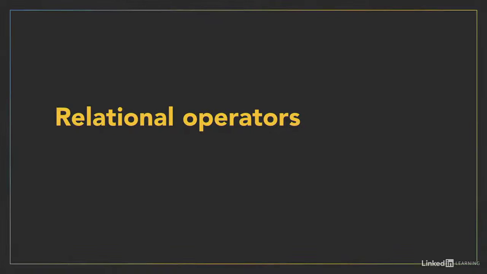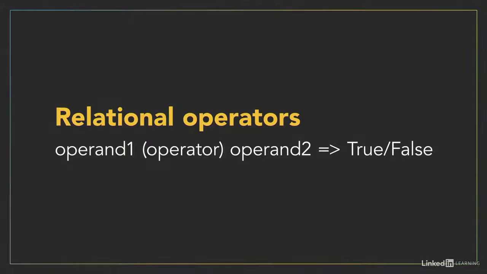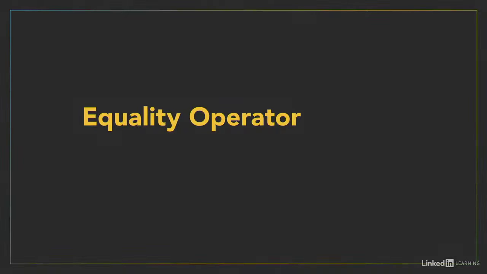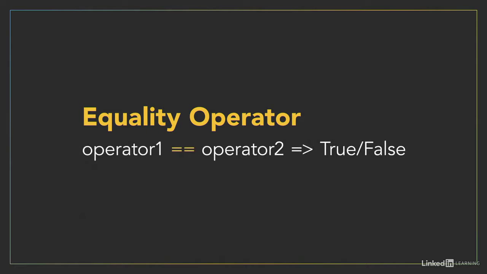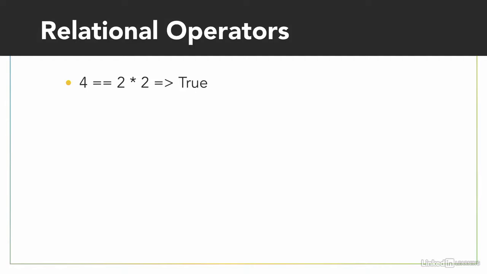Relational operators work with two operands, and they return a value, true or false, based on their relation to each other, thus the name. The first relational operator we'll look at is the equality operator. It's represented by a double equal sign, and is used to evaluate the equality of the operands. As an example, 4 double equals 2 times 2 would be true. The left side of the operator equals the right side of the operator.